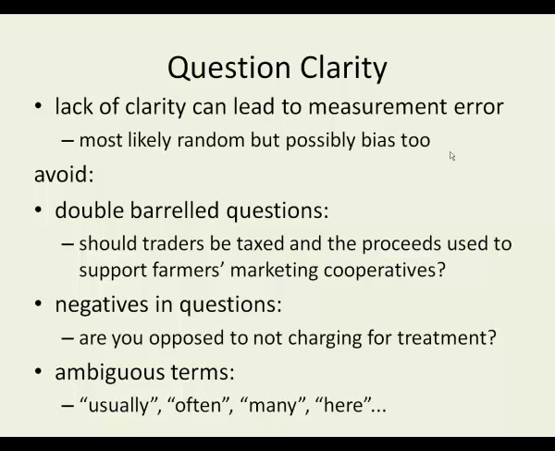And hints to avoid this would be to avoid some of the things, like avoid double-barreled questions, like this one. Should traders be taxed and the proceeds used to support farmers' cooperatives, marketing cooperatives? You have to read it out properly. So, should traders be taxed? That's one question. And then the proceeds used to support farmers' marketing cooperatives. So there are almost 3 parts there, let alone double. Should they be taxed? Should the taxes be used to support farmers, and specifically farmers' marketing cooperatives? So the person that's answering has got to try and answer 2 or 3 questions at once. It would be better to break this up into 2 or 3 separate parts.